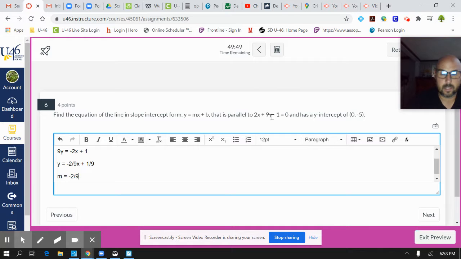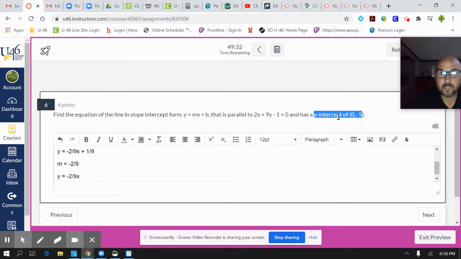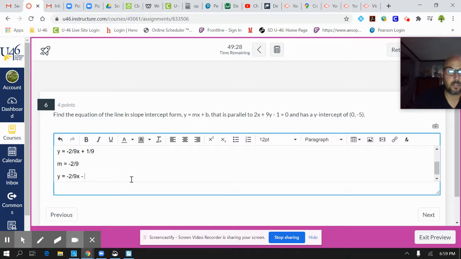Our line is parallel to this, so it has the same slope. So our line also begins y equals negative 2/9 x. All I need to know is the y-intercept, but they told me the y-intercept. The y-intercept is negative 5. So I just end it with minus 5. Full credit if you show your work that supports a correct answer.